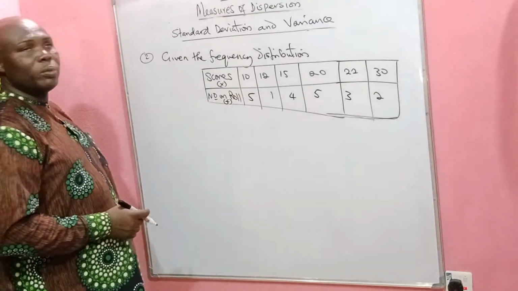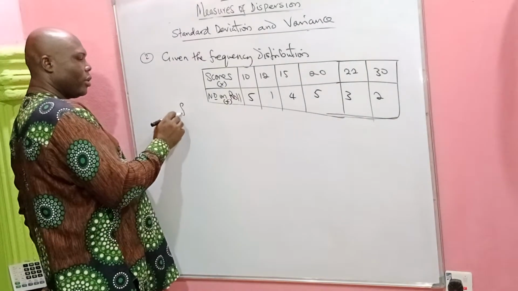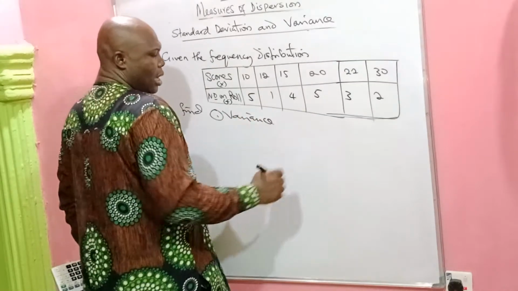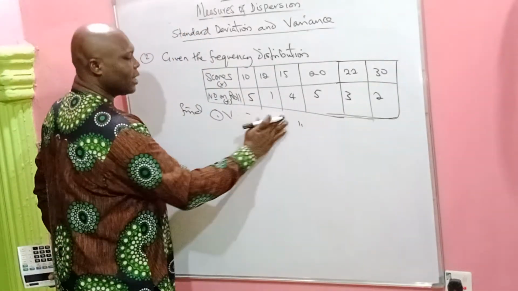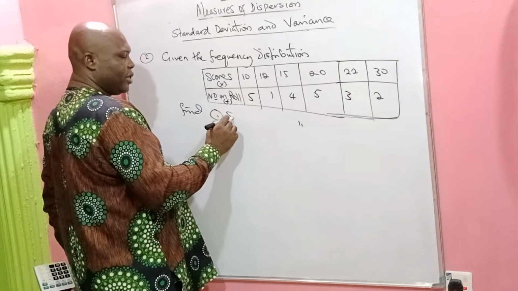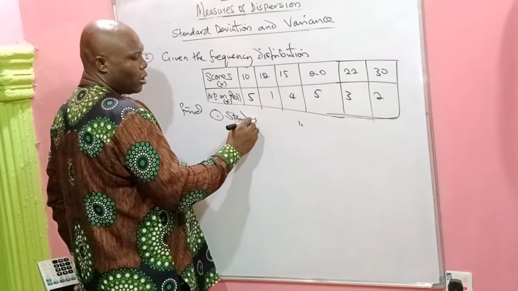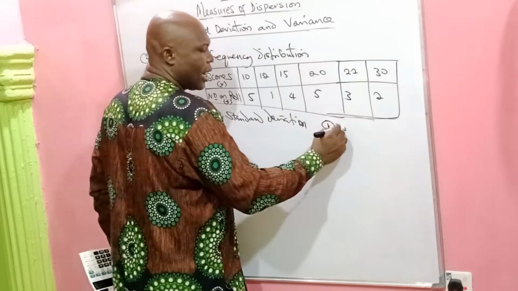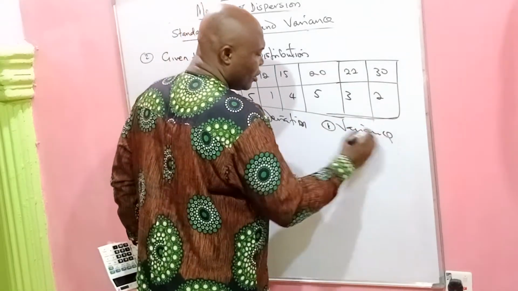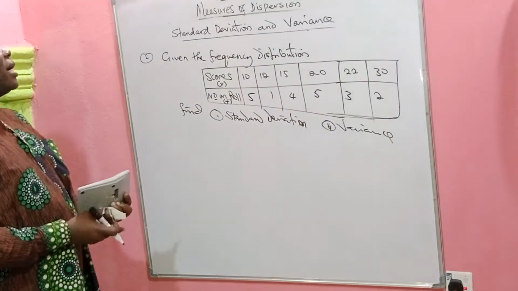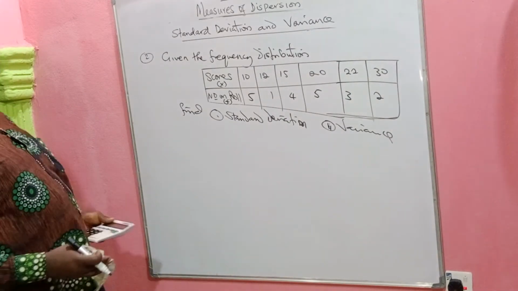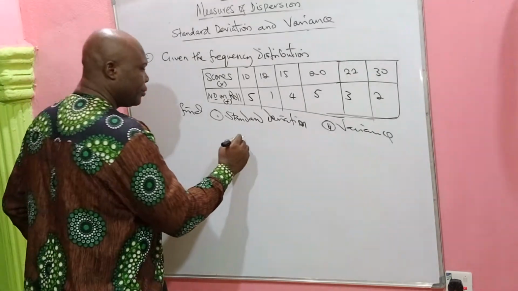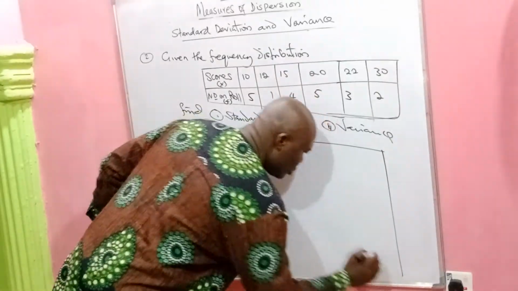Given the frequency distribution, they say we should find I. variance, and then II. Okay, this time around, let's find the standard deviation first. Standard deviation. And then II will look for the variance. Okay, so we've been asked to find the standard deviation and the variance for this distribution. So let's go straight to bringing out a table of values.